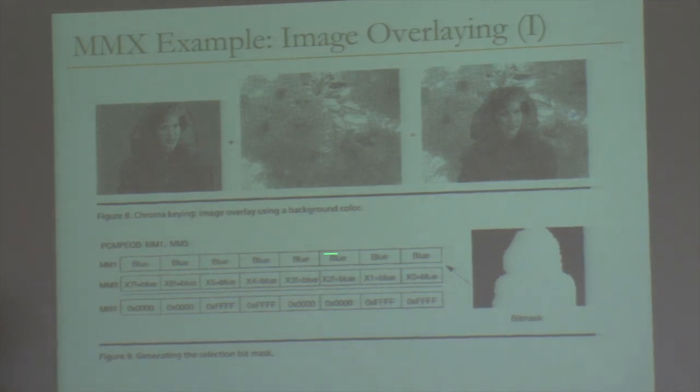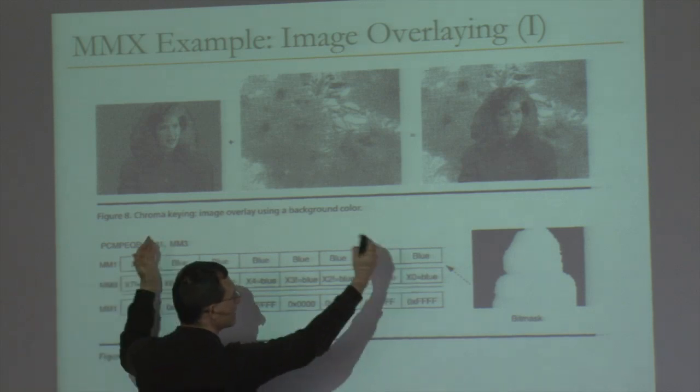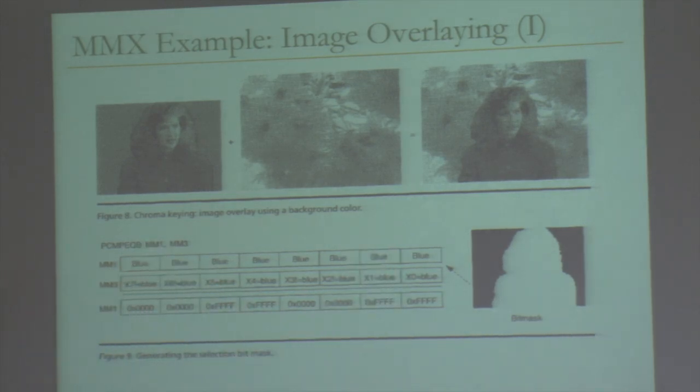And we're comparing 8 bytes over here. Eventually, we get all zeros for these 2 pixels, all ones for these 2 pixels because they're blue, all zeros for these 2 pixels, all ones for these 2 pixels. Make sense? And these are 8 independent operations that are done in parallel by this instruction.